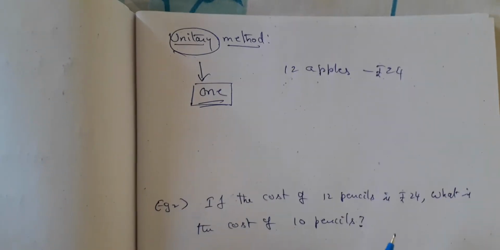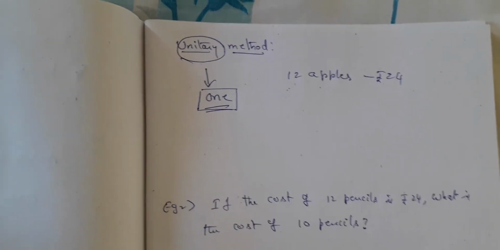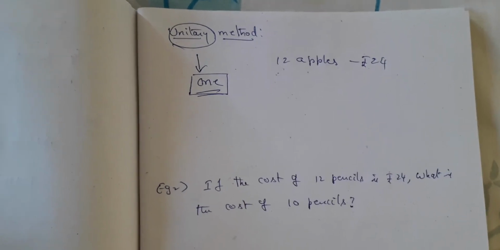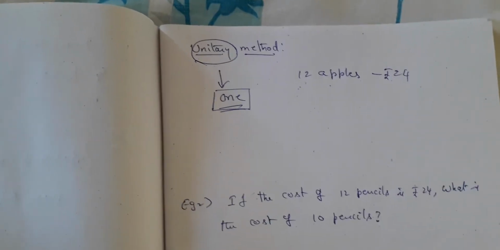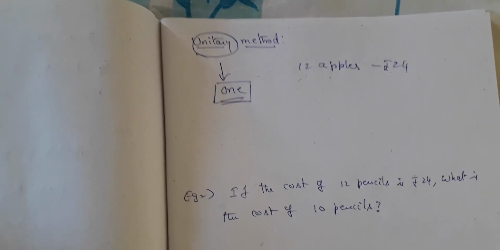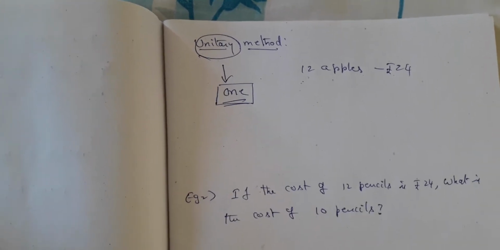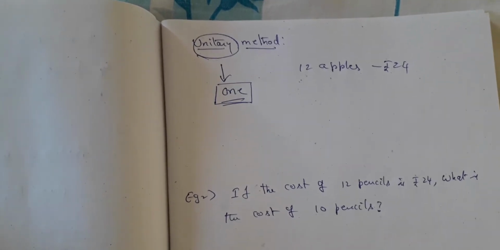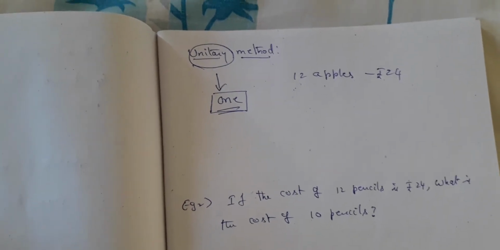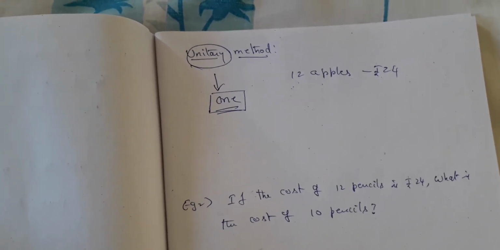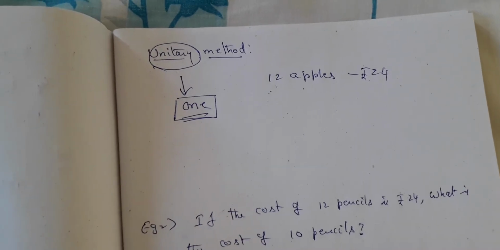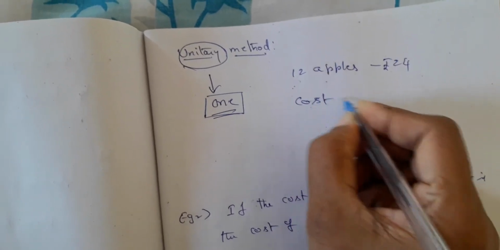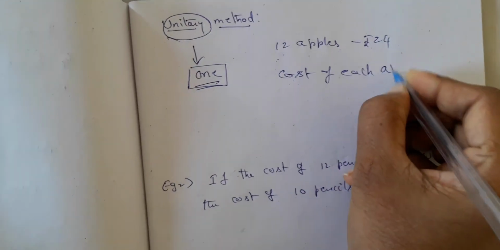And unitary method is the most basic method. I just wanted to revise this method that you have studied in your previous classes. Why am I revising it here? Because if you don't get the idea of doing it taking as a whole, at least you should proceed using the unitary method. This is the method we were doing from our childhood. Now when you know the cost of 12 apples, you can find out the cost of each apple, is it not?